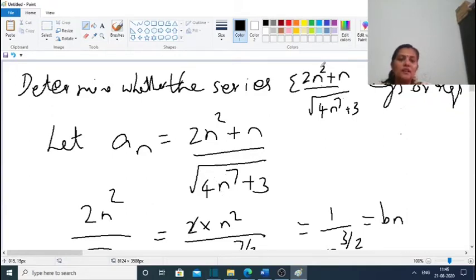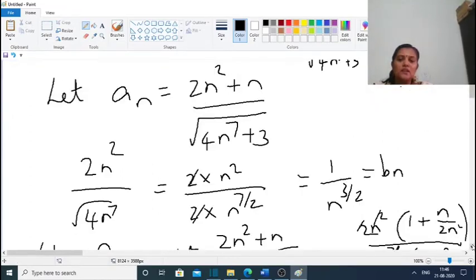For that, take the highest degree terms. Here in the numerator it is 2n square and in the denominator it is square root of 4n raised to 7. That part we can take 2n square by square root of 4n raised to 7. So 2 into n square, denominator is square root of 4 into square root of n raised to 7, we can take as n raised to 7 by 2. So 2 and 2 cancels. So this becomes 1 by n raised to 3 by 2, which we can take as bn.